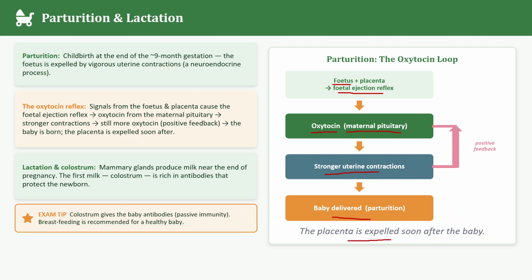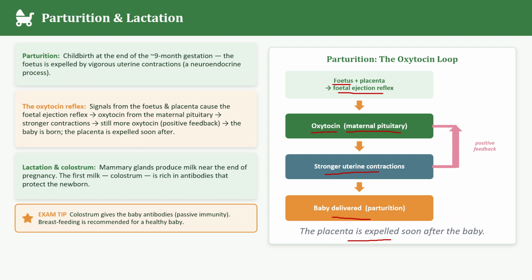And then lactation. Near the end of pregnancy, the mammary glands begin producing milk. The first milk we call colostrum. So what is the importance of this colostrum? It is rich in antibodies, especially IgA. IgA, IgM, all these are immunoglobulins. It provides passive immunity to the newborn. It protects against infections, and is easily digestible and highly nutritious.